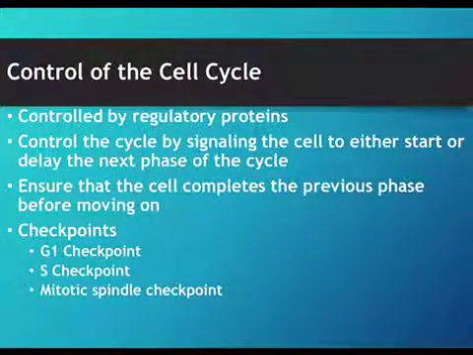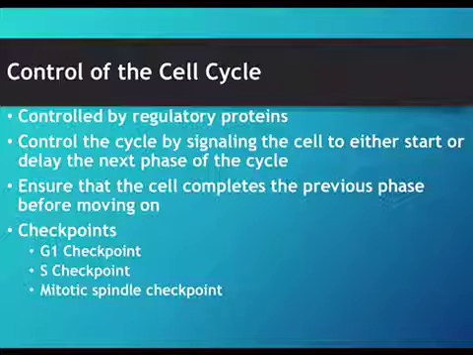So the cell cycle is controlled. If it's not controlled, some bad things can happen. And so it gets controlled by these things called regulatory proteins. And these regulatory proteins control the cell cycle by signaling the cell to either start or delay the next phase of the cell cycle. I kind of think of these regulatory proteins as like stoplights.